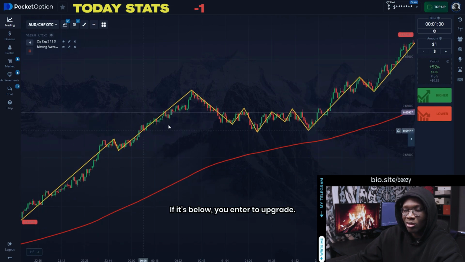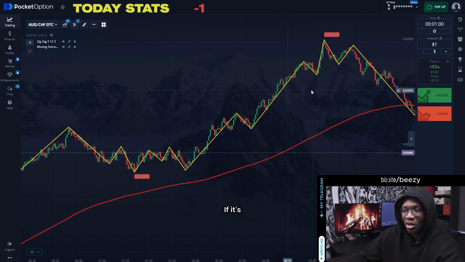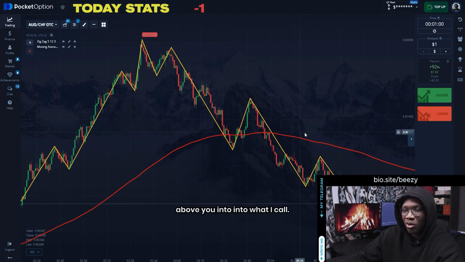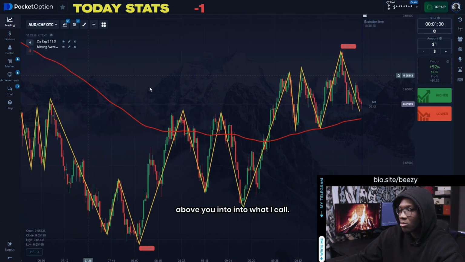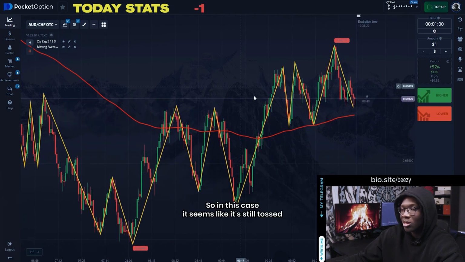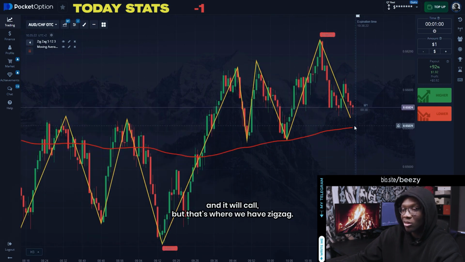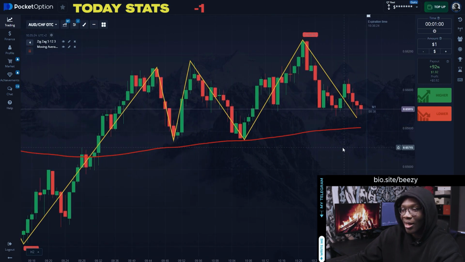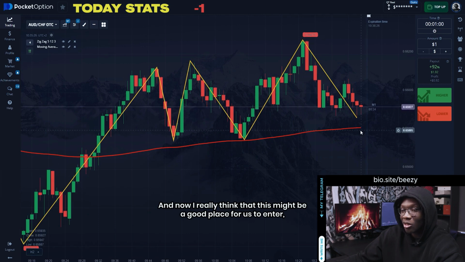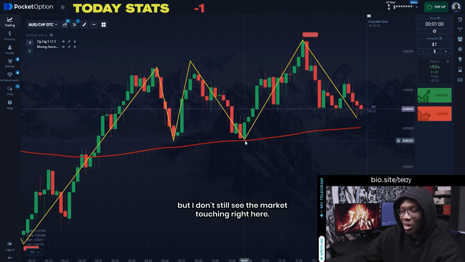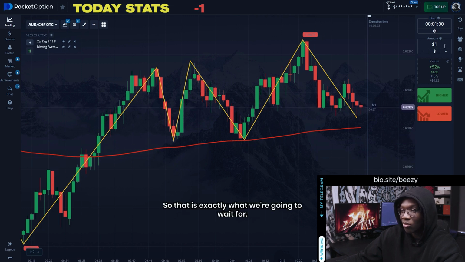If the price is below it, you enter into an up trade. If it's above, you enter into a call. So in this case, it seems like it's still telling us to enter into a call, but that's where we have zigzag. And now I really think that this might be a good place for us to enter, but I don't still see the market touching right here. That is exactly what we're going to wait for.